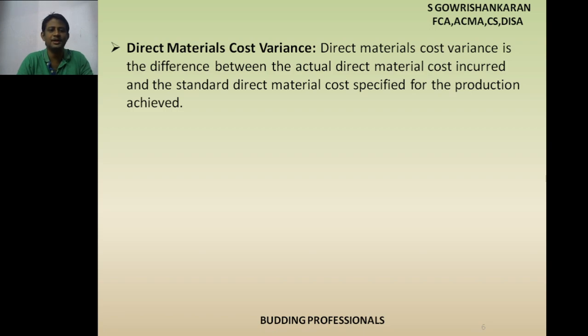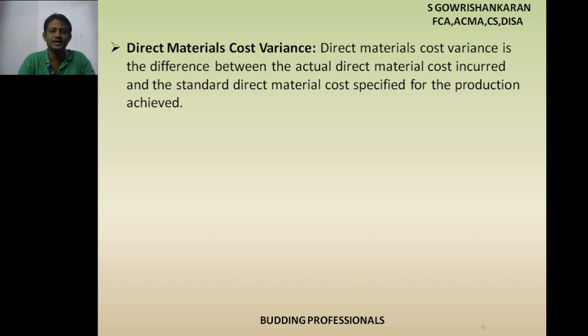This is direct material cost variance. SQ into SP. What is that SQ into SP? I will show you the formula later. But for the time being, in your mind you should be able to formulate the formula: standard quantity into standard price minus actual quantity into actual price.